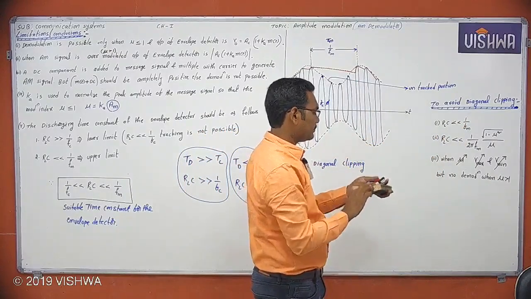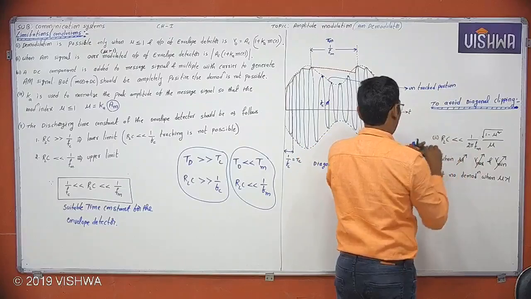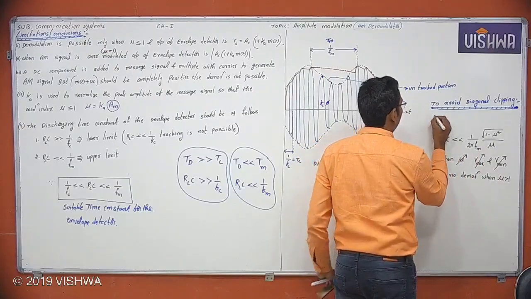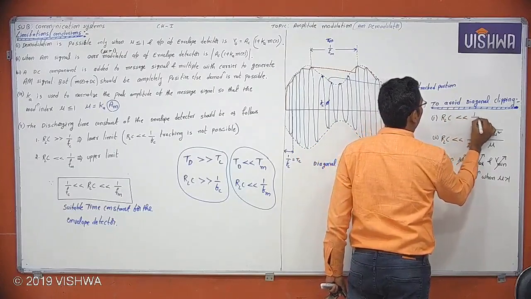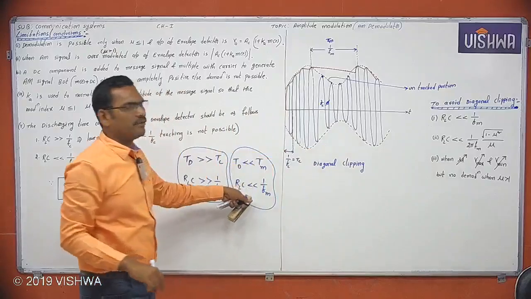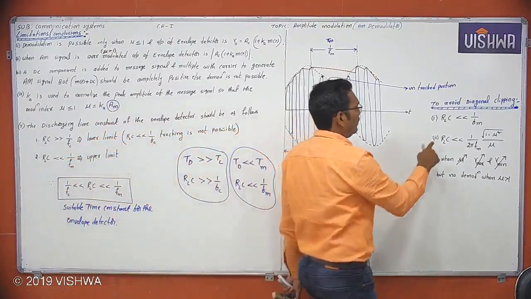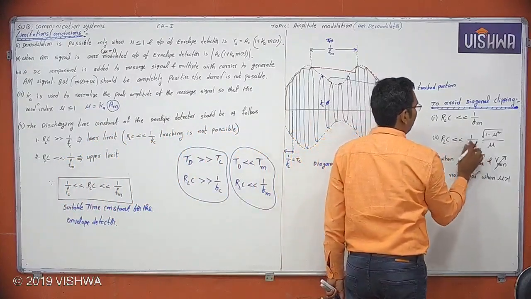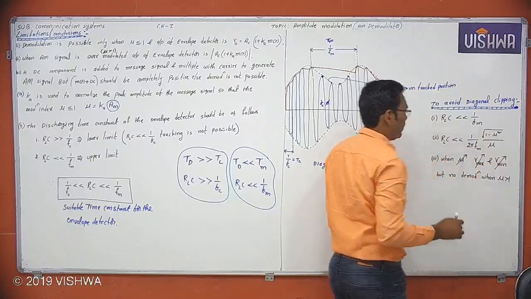If this condition is satisfied, then the diagonal clipping will not occur. Now, if this condition fails, then there is a chance of this missed portion. Now, RL into C is 1 by omega m, the time period of the message signal, and it is also a function of modulation rate.